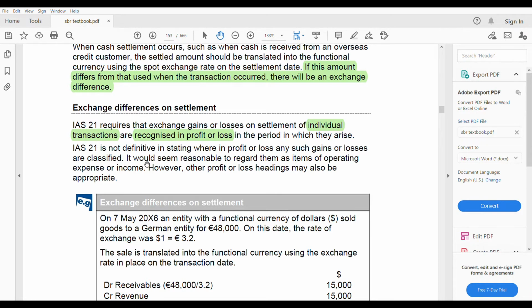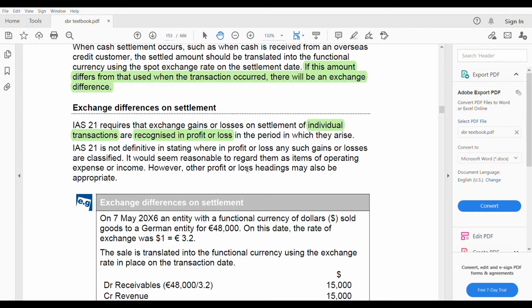IAS 21 is not definitive in stating where in profit and loss any such gains or losses are classified. They just said profit and loss, that's it. So it would seem reasonable to regard them as items of operating expense or income. Because they didn't classify exactly, you can classify them as operating expense or income. However, other profit or loss headings may also be appropriate. For example, you can write exchange gain or exchange loss as a separate heading, because there might be more than one transaction. It's not only from one transaction you have a gain or loss. You might have thousands of transactions.